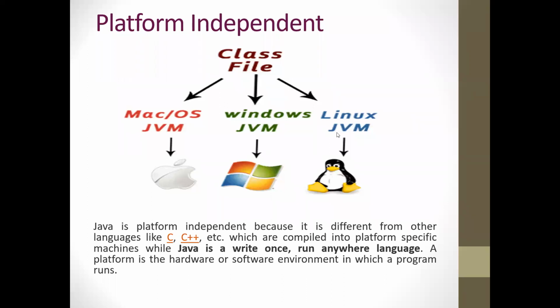Basically, Java works on one concept called write once, run anywhere. I repeat, Java works on the concept of write once and run anywhere language. That is the main concept from where Java became famous. That's why Java is called platform independent. Java is a platform independent language.